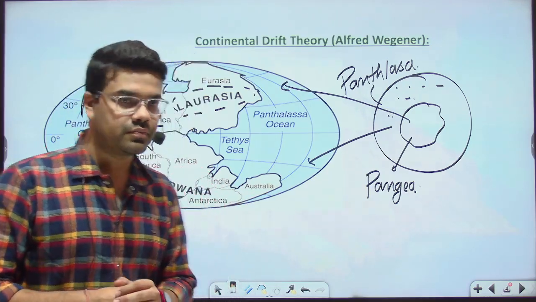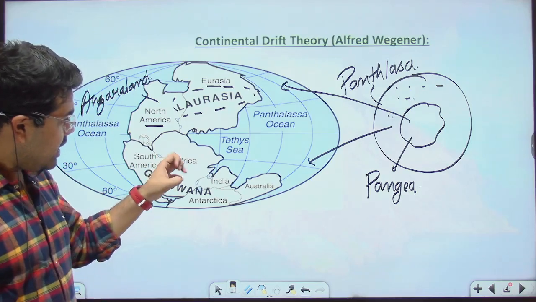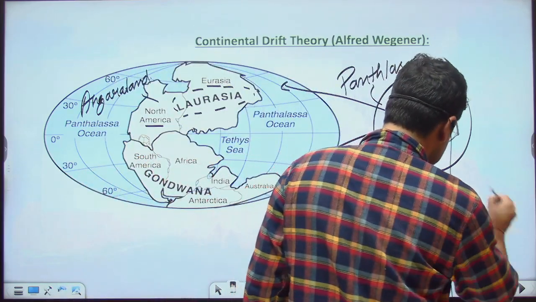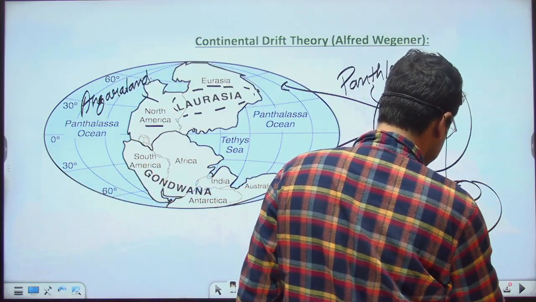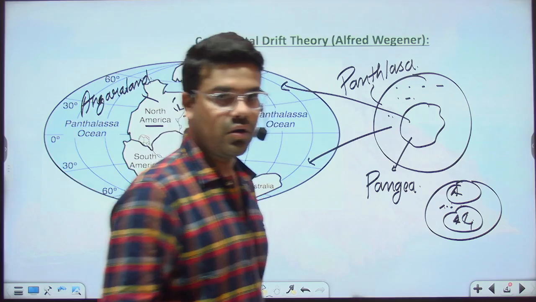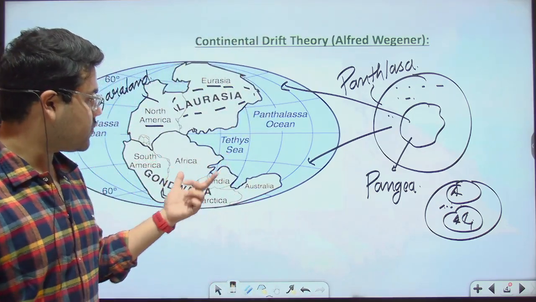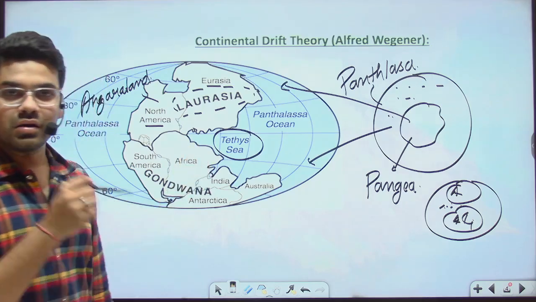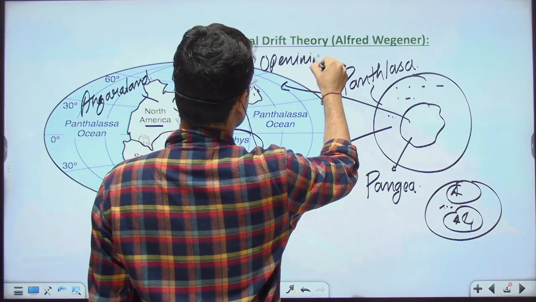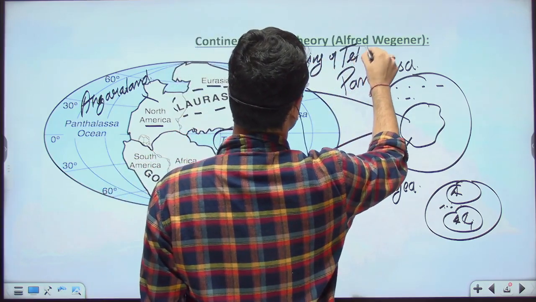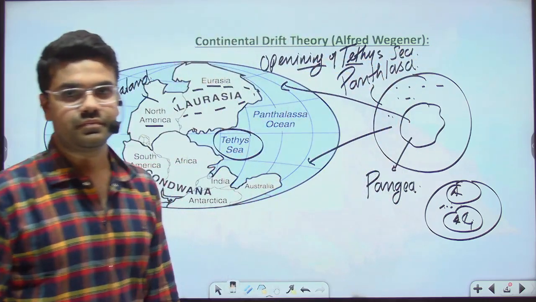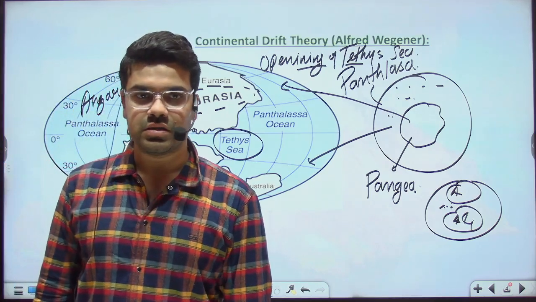I hope it's clear. And in between these two big land masses, the land masses are like this. This is Angara land, and this is Laurasia. Sorry, this is Gondwana. And the water body between these two massive continents is said to be Tethys Sea. The event is known as the opening of Tethys Sea. Opening of Tethys Sea, this was the major event.